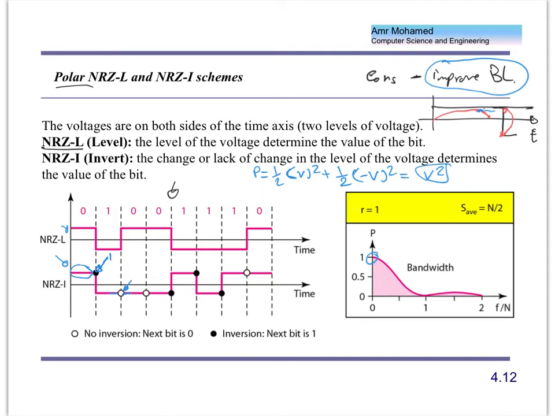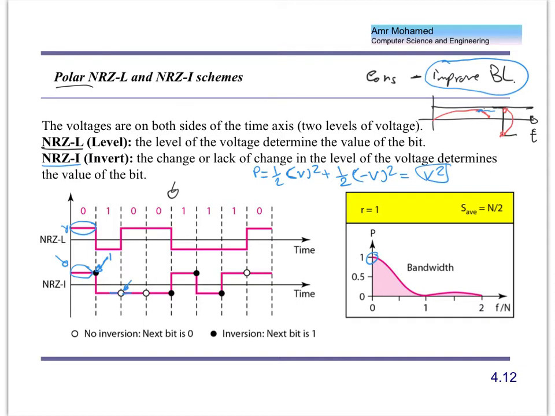So it's not the absolute voltage level, it's actually the difference in the voltage level that indicates whether this is 1 or 0. So this is what we call the non-return to zero invert type. What is the main advantage of inversion here? The concept of inversion, as we will see later, is actually used a lot. And the concept of inversion always helps to increase the transitions of voltage levels.